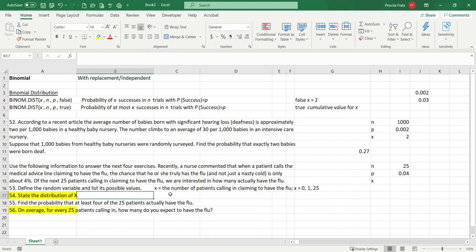Okay, now let's state the distribution. The way you do that, since this is a binomial, you're going to do x for b for binomial, and then you have n, which is 25, and then you have the probability, which is 4%. So that would be my distribution, okay? So now find the probability that at least 4 of the 25 actually have the flu. At least. Right here, you have at most. Right here is asking for at least, so it's the opposite of that.